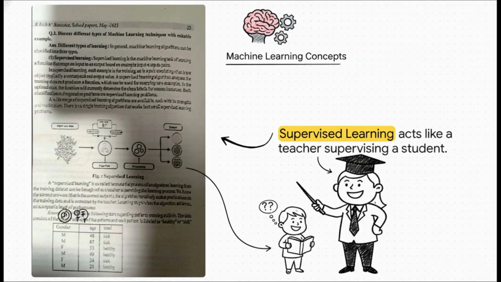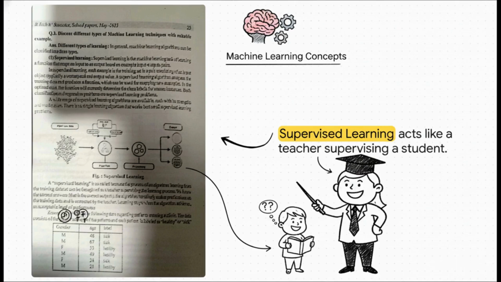Our source provides a really great example here. Imagine data regarding patients entering a clinic. The data consists of the gender and age of the patients, and critically, each patient is already labeled as either healthy or sick. So a 48-year-old male is labeled sick, a 53-year-old female is labeled healthy. The supervised algorithm studies this exact pairing.